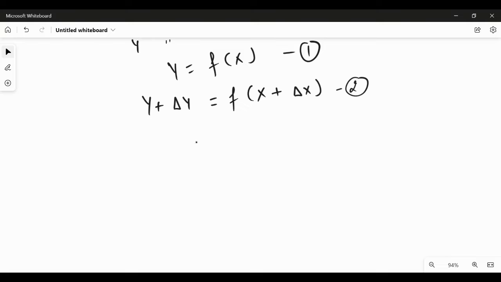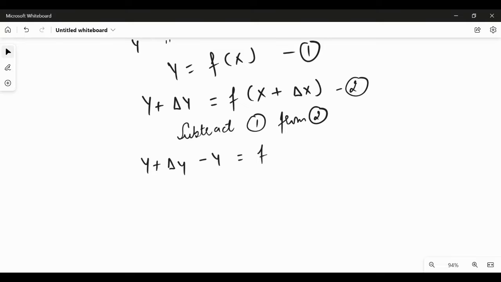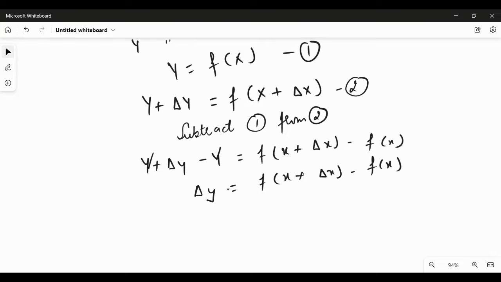I'll take it as the second equation. Now what I will do, I will subtract the first equation from the second. So I will get y plus delta y minus y is equal to f of x plus delta x minus f of x. In this case the y will cancel, and I will get delta y is equal to f of x plus delta x minus f of x.